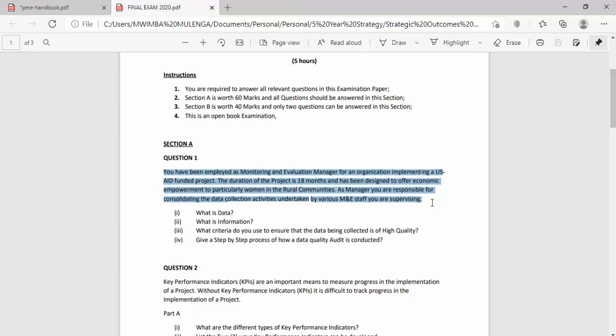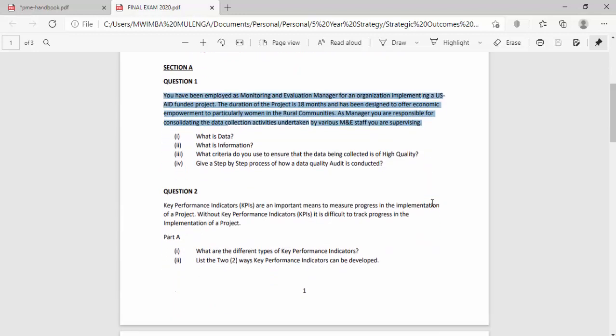After you've done the audit, after you've checked, you now make recommendations on how the different departments can improve on their data quality. So that's a brief summary on the process. Now let's go further to question 2.